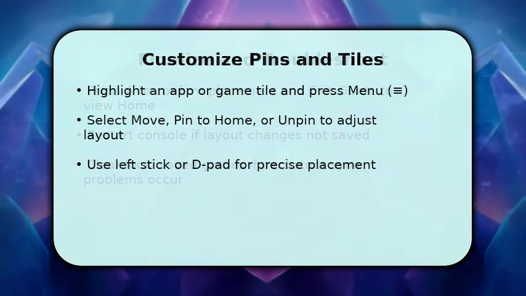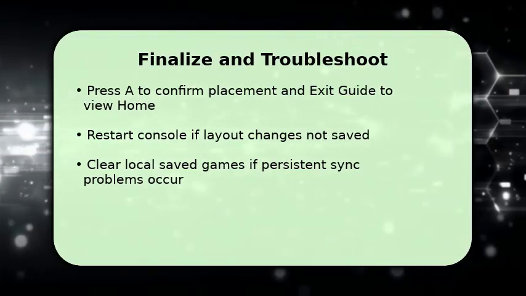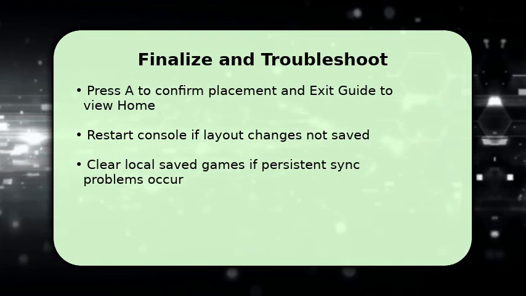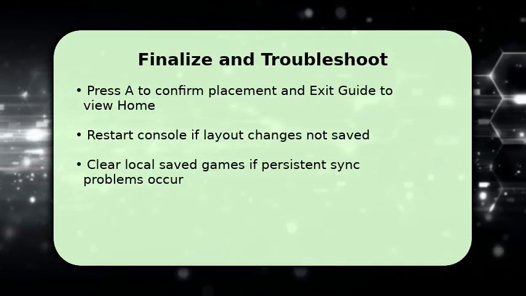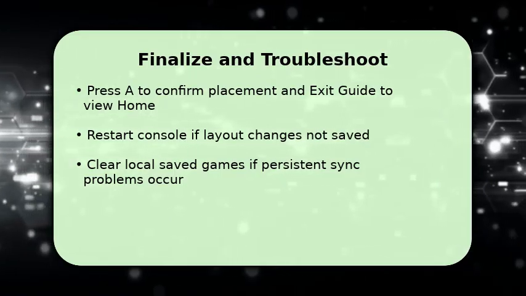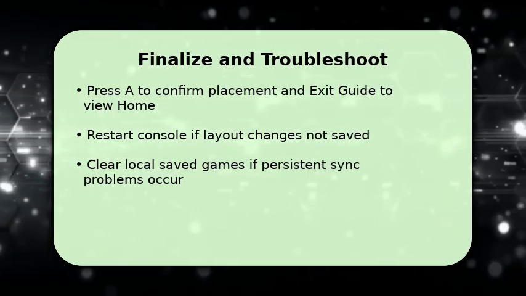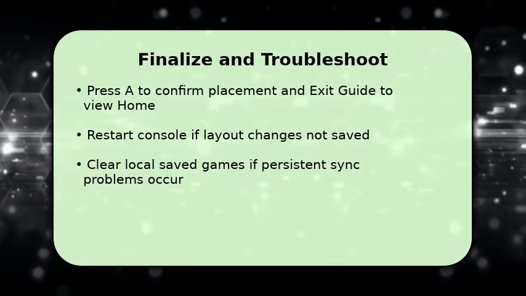After arranging, press A to confirm each placement, then back out of the guide and inspect your home layout to confirm positions. If changes fail to stick, restart your Xbox One to force a settings sync. Make sure you're online so Cloud Saves update. If the problem persists, go to Settings, System, Console Info, Reset, and keep My Games and Apps as a last resort. This refreshes local cache and usually resolves stubborn layout sync issues.